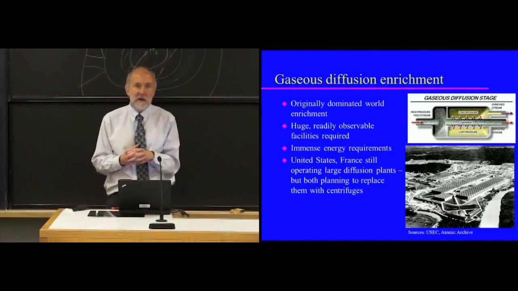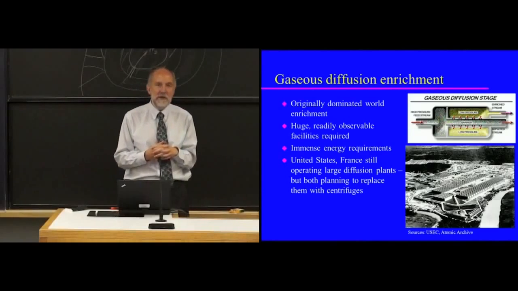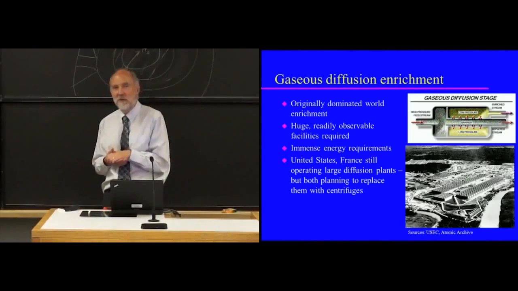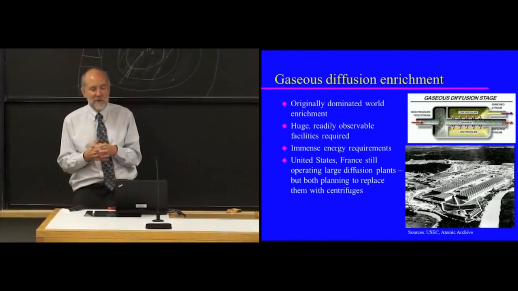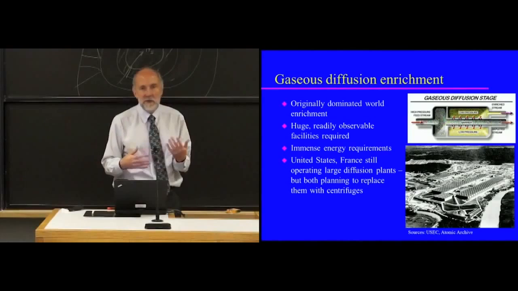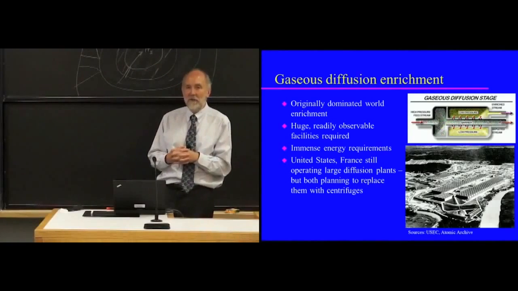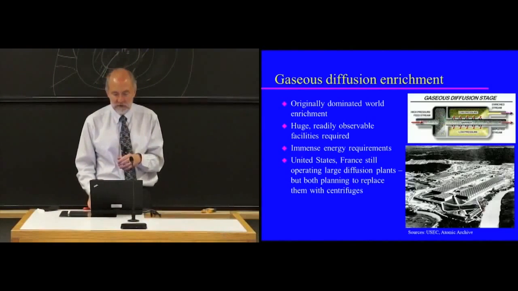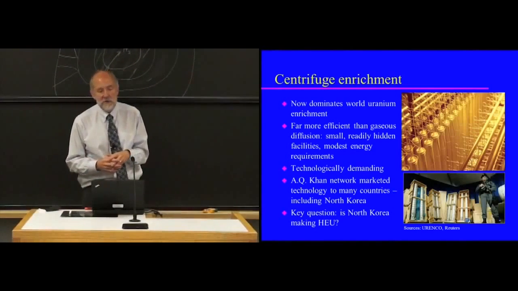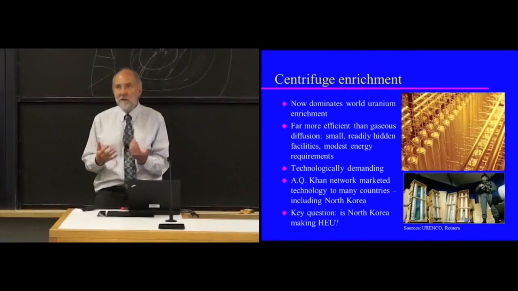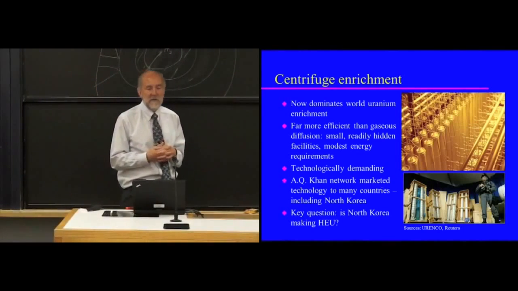In the United States, we still have a gaseous diffusion plant. Well, we're in the process of shutting down the last gaseous diffusion plant, as is France, but we've been the last country still operating big gaseous diffusion plants in the world. And they're in the process of replacing them with centrifuges, which I'll talk about now, which are much more efficient. So in a centrifuge, what happens, these now dominate world enrichment, partly because they are just dramatically more efficient.